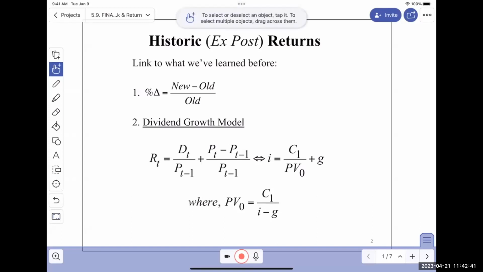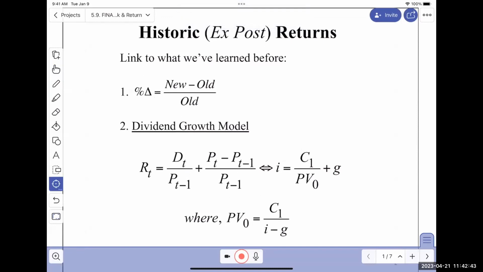So in economics, whether you learned it or not, you should have learned the concept of percentage change. This is a percentage change: the new value minus the old value divided by the old value. So this is percentage change in price. But you can also do it for growth rates, and for interest rates. This is a measure that you should be familiar with, and I will refer to it often.